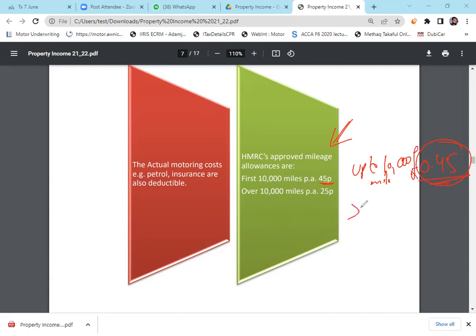And if he drove above 10,000 miles, for the excess miles, the rate will be 0.25. This is the mileage allowance you are going to get if the landlord is driving his own car for property business. Plus, petrol and insurance are also allowed expenses. He can deduct petrol and insurance cost as well. How to do it, we will learn from a question. Any problems? No problem. Okay.